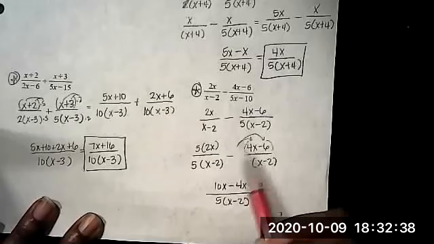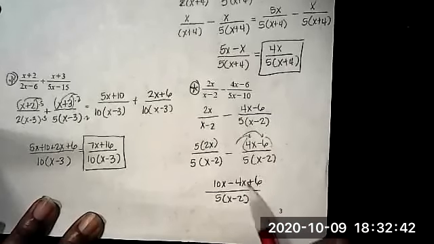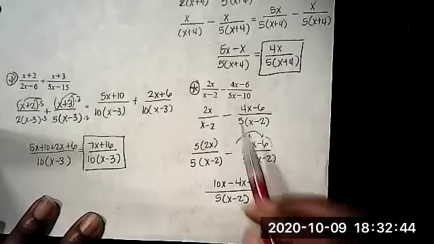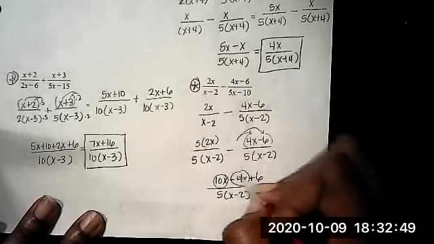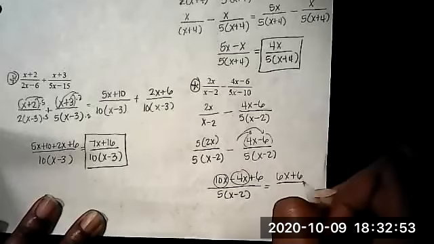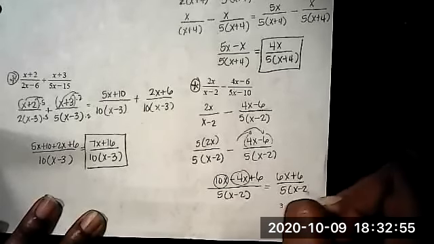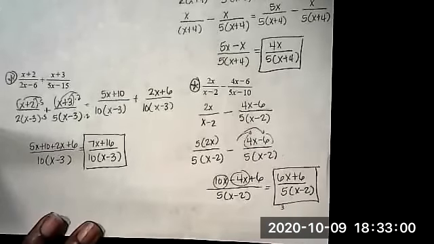But these are married. So whatever happens to this, if the negative goes there, it has to go to both separately. So that is what that becomes. And this can be easily missed. So this now becomes 10, 6x plus 6 over 5 times x minus 2. That is my answer. Doesn't look like it can simplify anything here.